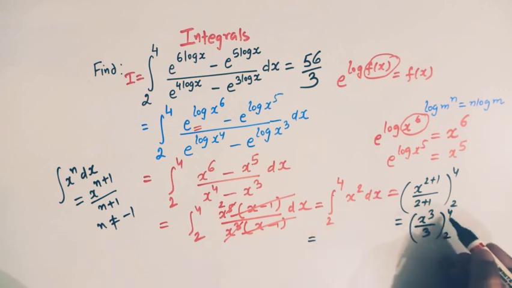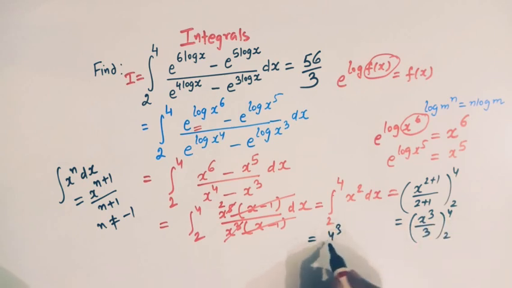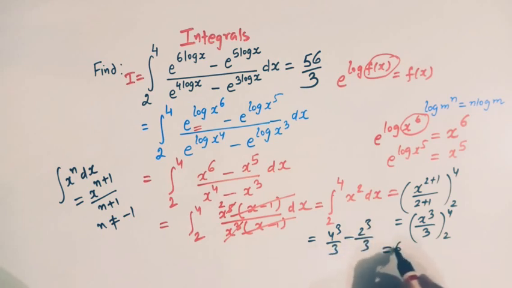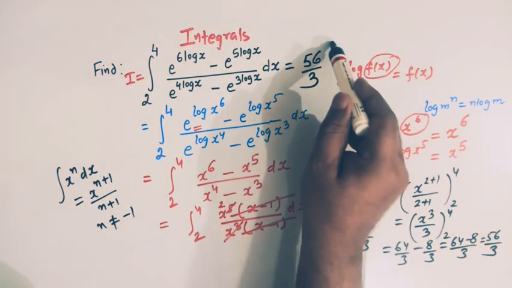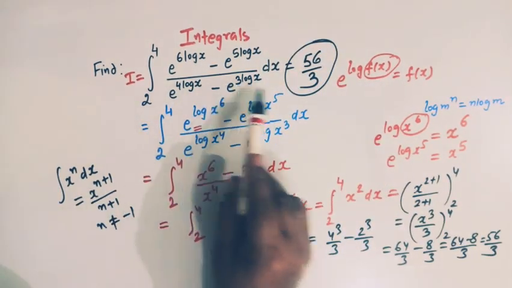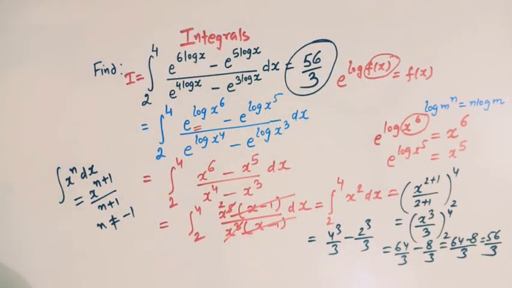So now we can simply substitute the limits, and we'll take the difference. So here we have 4 cube over 3 minus 2 cube over 3. So this is 64 over 3 minus 8 over 3, that is 64 minus 8 over 3, that is 56 over 3, right? So the value of this integral is 56 over 3.